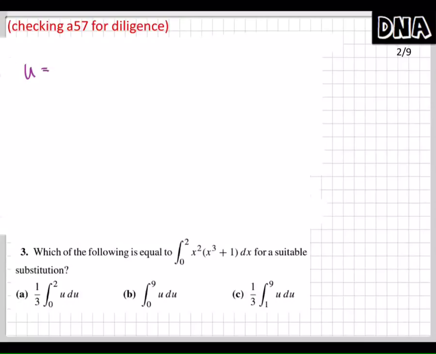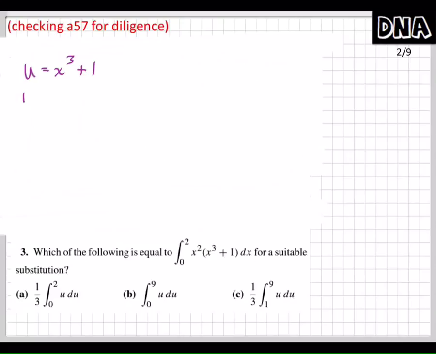Now, this is for an example, because honestly, I probably would not do u substitution in this scenario. The reason why is because I can easily just distribute this x squared to each of these, and I wouldn't need u substitution. But for the sake of learning, let's leave it the way it is and make this u equal x to the third plus 1.